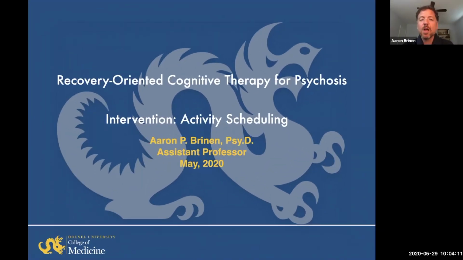Today we're going to be really talking about one of the core interventions, or really the core intervention of recovery-oriented cognitive therapy for psychosis, which is activity scheduling. We're going to be spending a good bit of time digging in, hopefully a little bit deeper than we get to do in certain workshops, thinking about it in a more sharpened up way. We're also going to start by going over the basics.